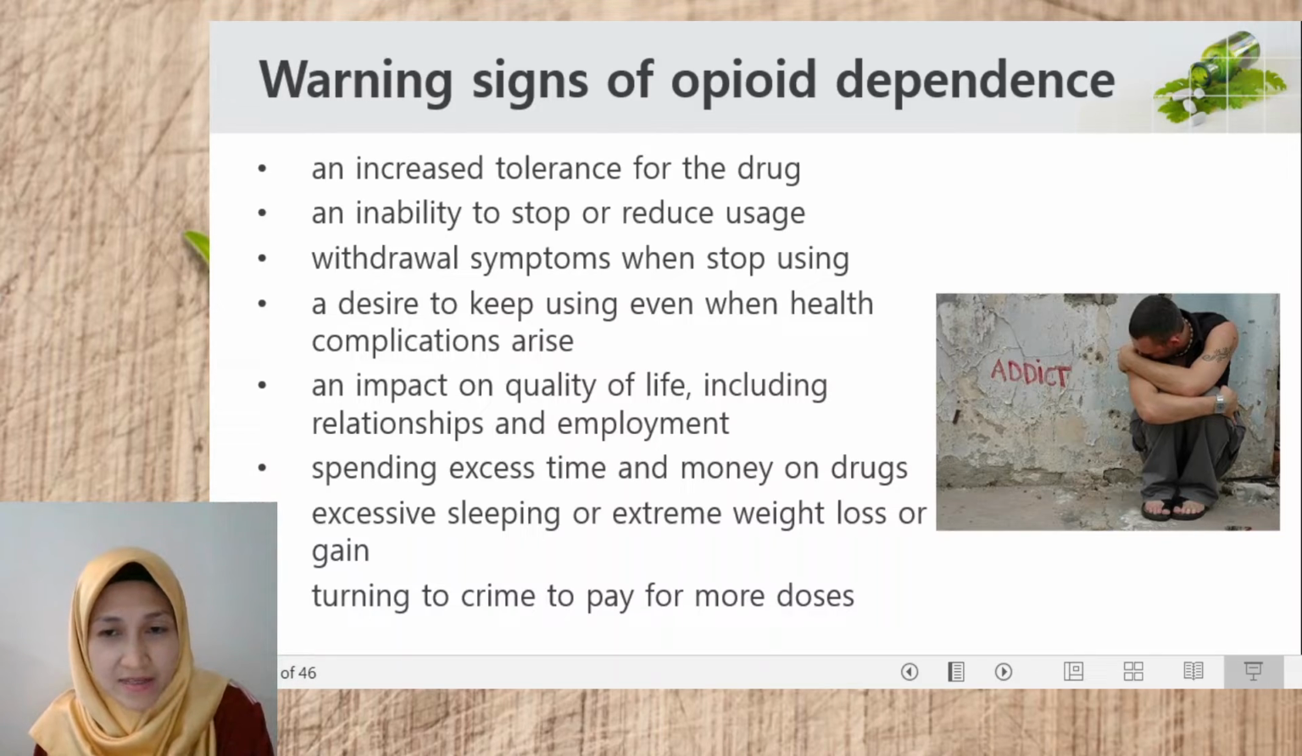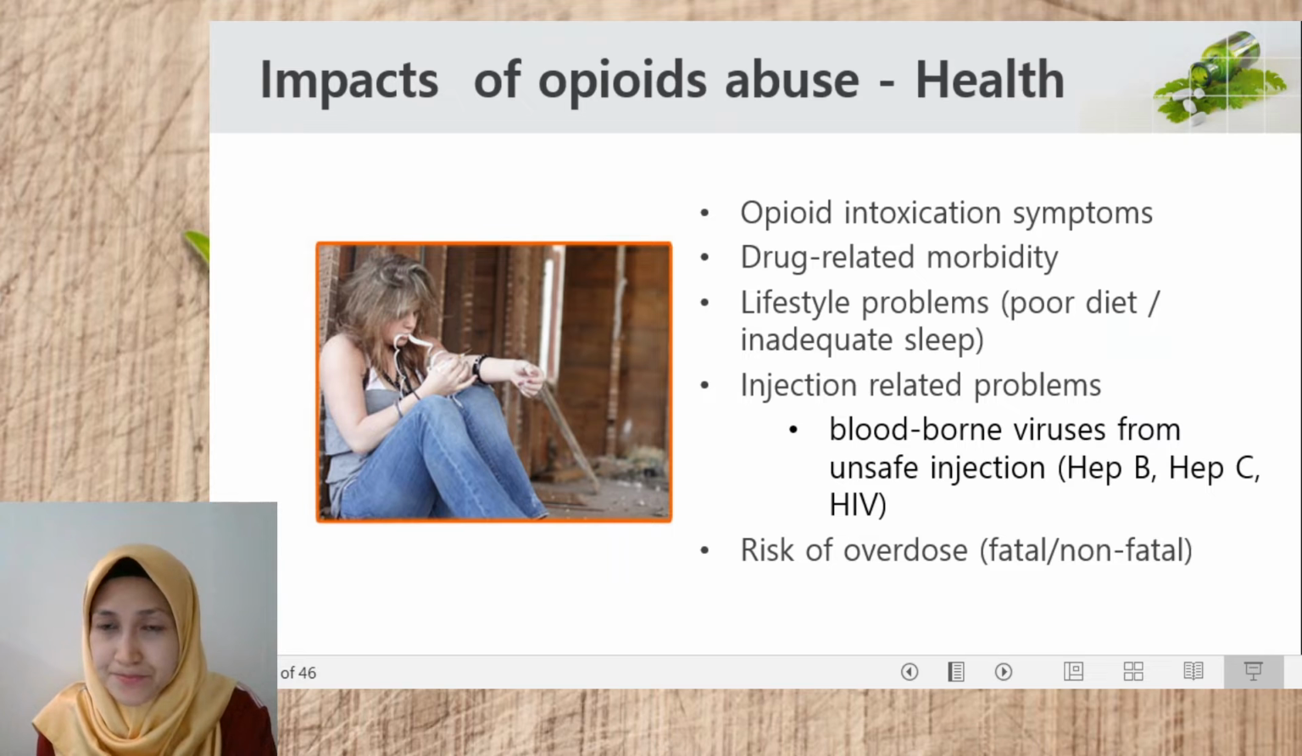Next is spending excessive time and money on drugs. So this is what we have discussed before. Excessive sleeping or extreme weight loss again. This means that they have already developed physical changes due to this use, and also turning to crime to pay for more doses.